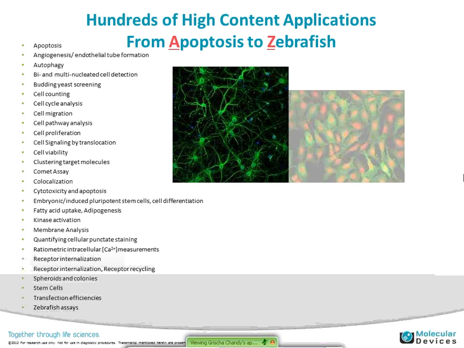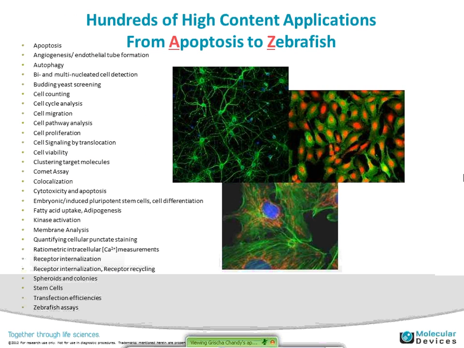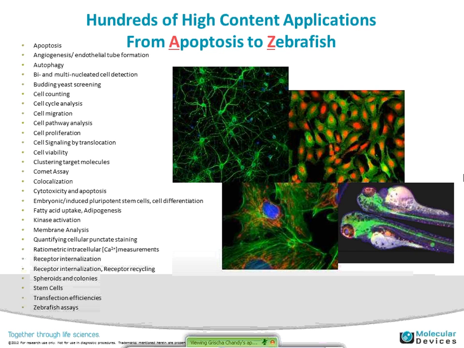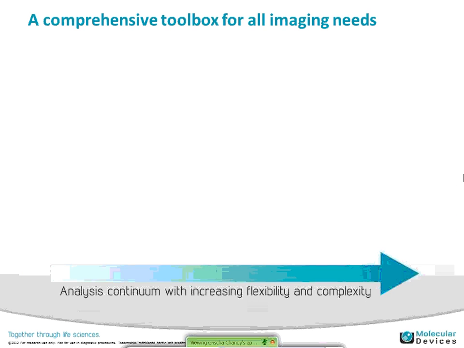So there's hundreds of applications that are enabled with high-content screening tools. We like to say we address it from apoptosis, from A to Z, from apoptosis to zebrafish. And on the list is just some examples of those. But how do you make sense of that? We also find that there's a huge analysis continuum needing increasing flexibility and complexity. As assets are more complex, you need more flexible tools.